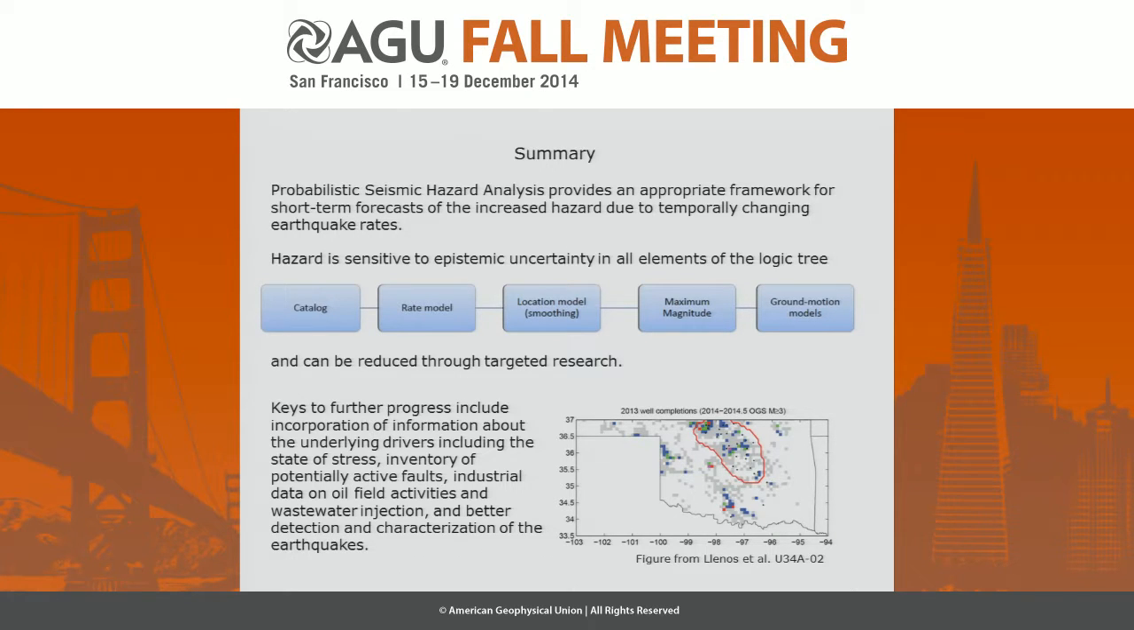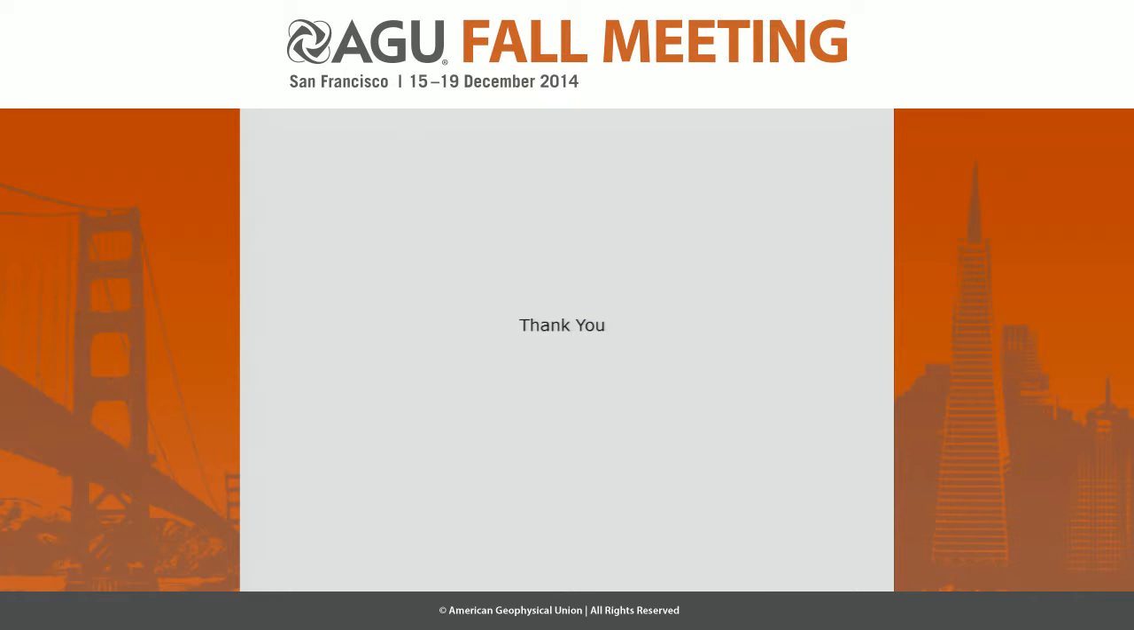So in summary, probabilistic seismic hazard analysis, we think, provides the appropriate framework for developing short-term forecasts of this increased hazard. Our estimate of the hazard is currently very sensitive to the epistemic uncertainty in our models. We need to work on all of these, but targeted research, I think, is really moving forward in terms of reducing the uncertainties here. And I think to the future, the thing that we need to be looking for is developing better physical models of the process, and how we can use other information that will be more informative about making accurate predictions about where changes may occur that have not yet been seen. With that, I'll thank you and take any questions.